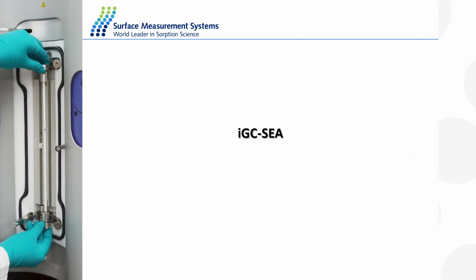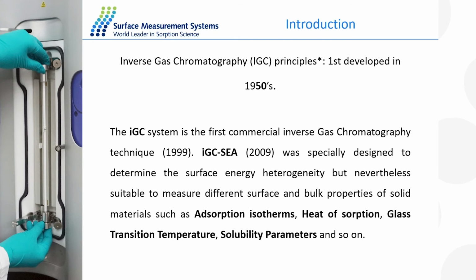So first I'm going to talk about iGC-SEA. So this is Inverse Gas Chromatography Surface Energy Analyzer. The IGC system was first developed in the 1950s, and it uses vapor molecules to analyze a material. Since then, Surface Measurement Systems has improved this model and introduced the surface energy analyzer. It was specifically designed to determine the surface energy and heterogeneity of samples. And from this, we can obtain different parameters such as adsorption isotherms, heat of adsorption, glass transition temperature, solubility parameters, and a few others as well.